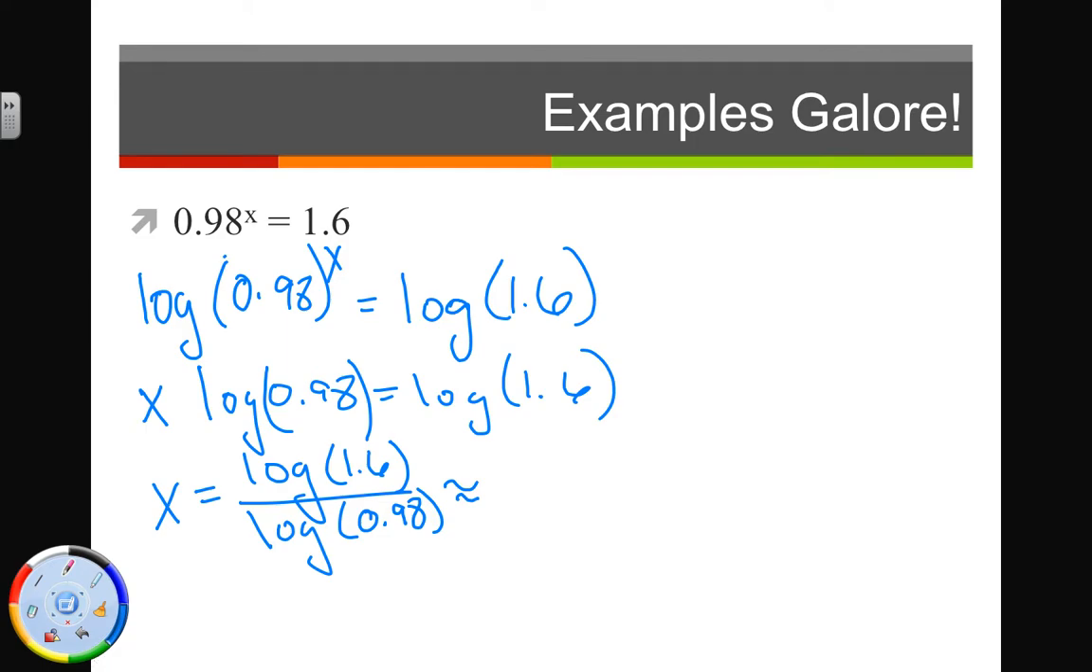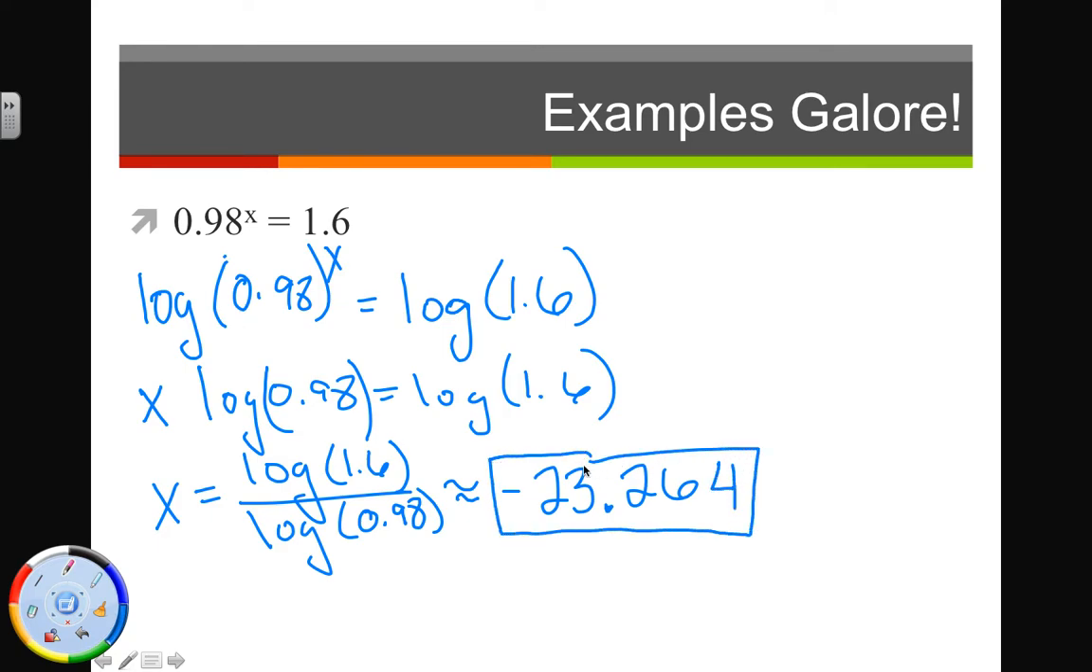And if you do this on your calculator, log of 1.6 divided by log of 0.98, we get x is equal to approximately negative 23.264, just for the heck of it. And you could always take this and plug this back up into here to check to make sure you got the right answer. And 0.98, if you just hit caret answer, you'll get 1.6. All right? So that's kind of the one method.